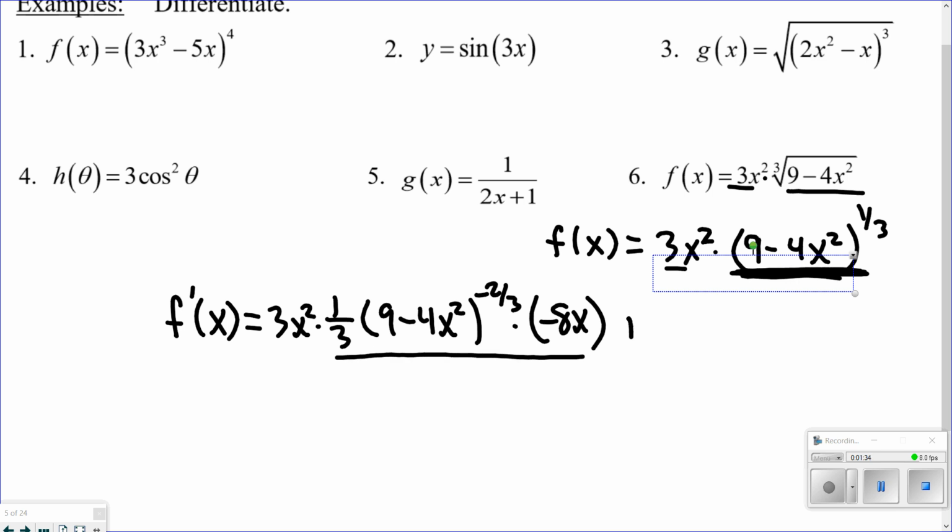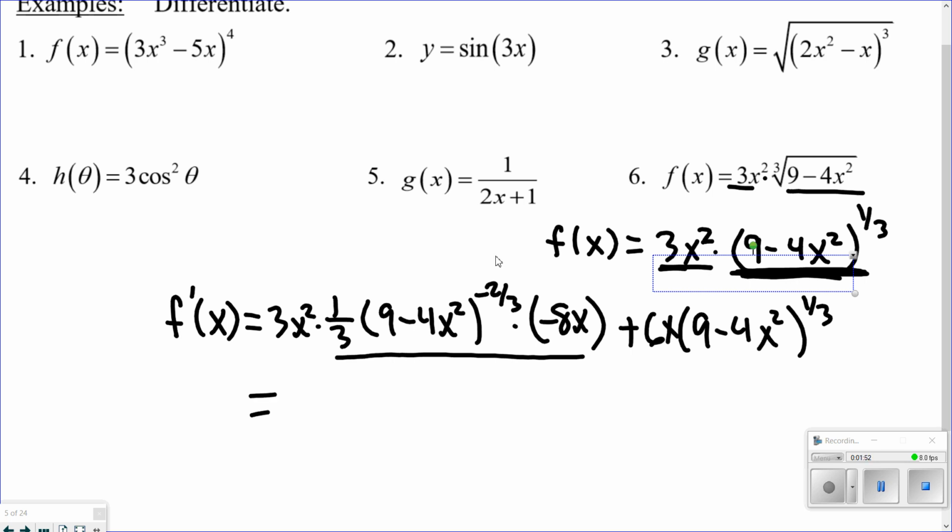Okay, I'm not done. Plus, I've got to take the second, which is 9 minus 4x squared to the 1/3, and multiply that by the derivative of the first, which would be 6x. Okay, that's my answer. I do need to do a little bit of cleaning up there.